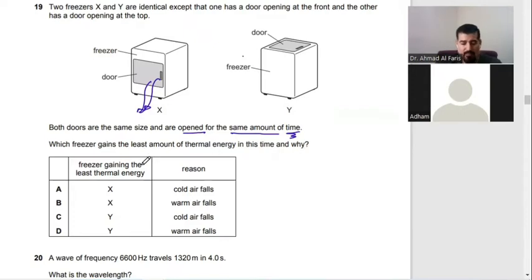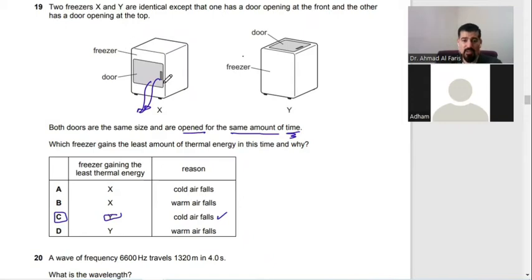Now, the least amount of thermal energy is gained. It's what? Y. Bravo. Yes. And why? Because cold air still falls and is still inside it. So for number 19, the answer is what? The answer is C.